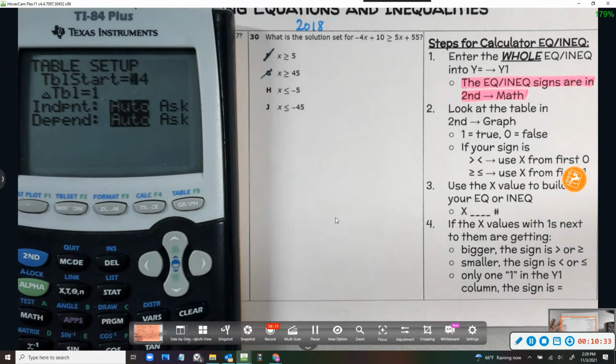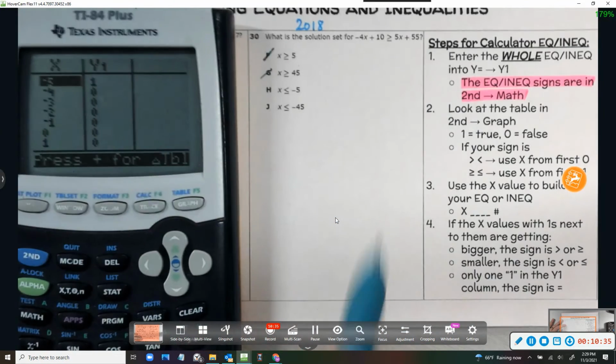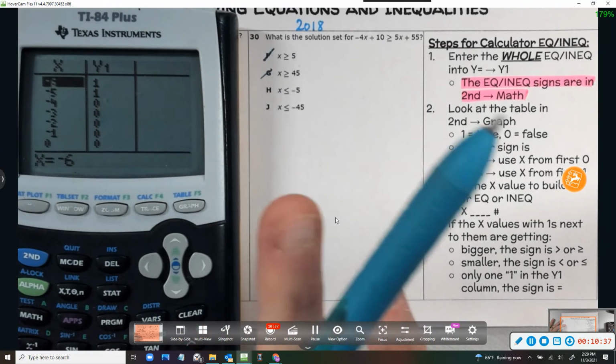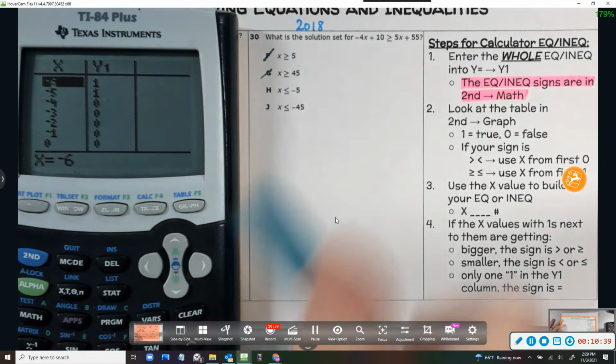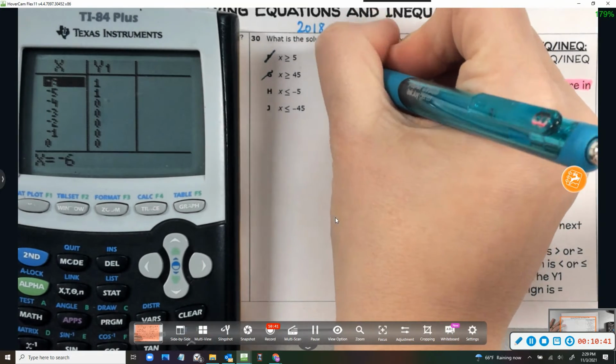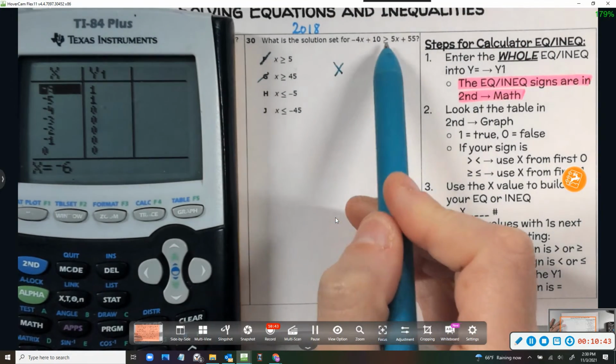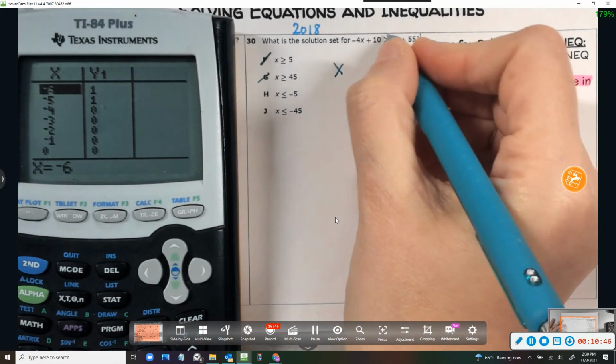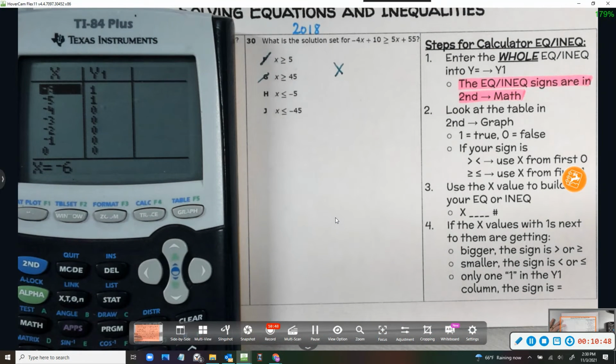Now, let's jump to -5. Now, -5 has a 1 on it and a 1 above it, right? So what I'm going to do is write x. Now, what I write over here depends on what this sign is. And this is where it gets a little weird and tricky.